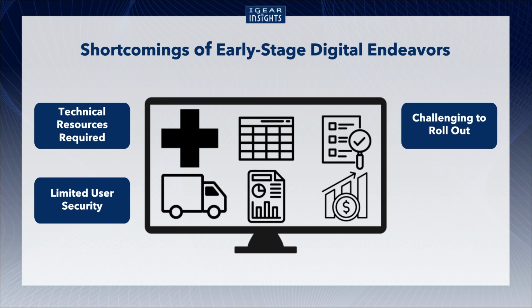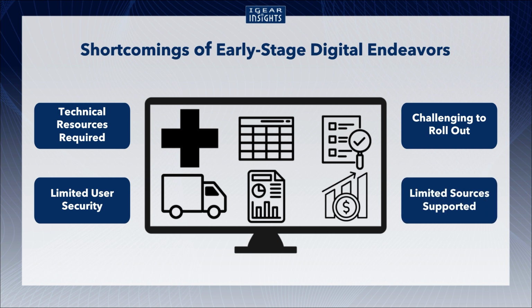Challenging to roll out. If an early-stage digital endeavor requires technical support for setup and customization, it can make it very difficult to scale the platform consistently across multiple groups or even within your entire organization. Lastly, limited sources support. Early digital endeavors are often built to accommodate a very narrow range of file types or data sources. As operational needs evolve, the demands become broader and real-time integration grows, which ends up requiring further development and scalability within the platform.